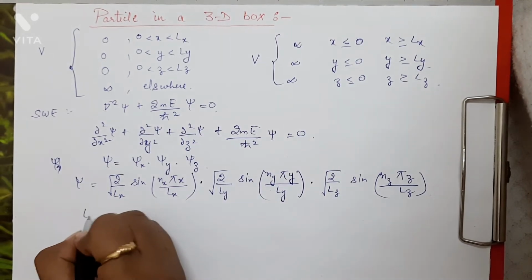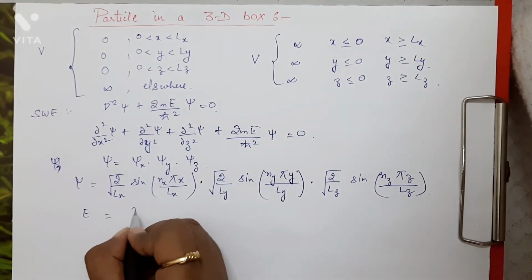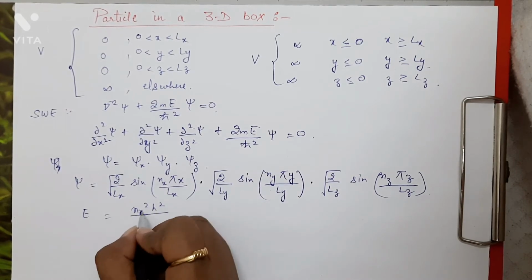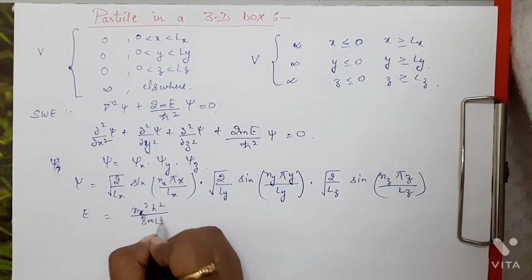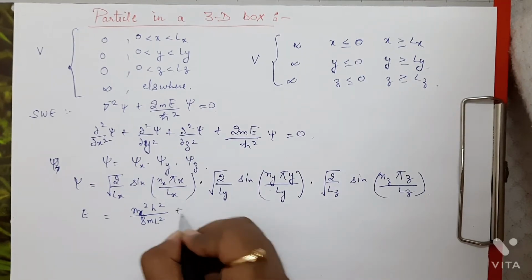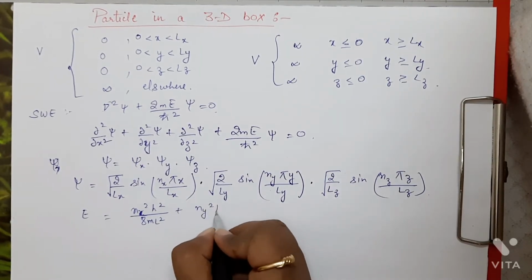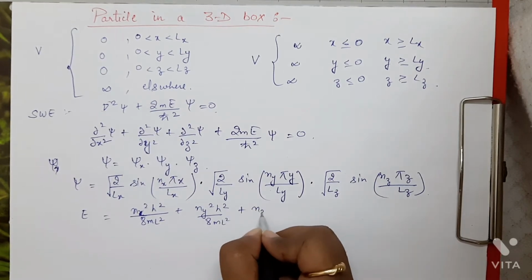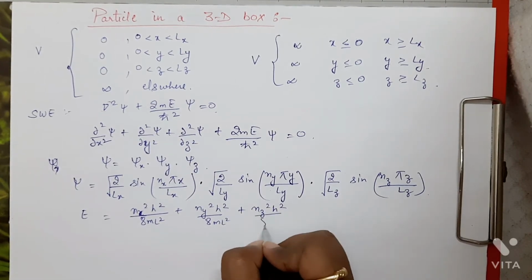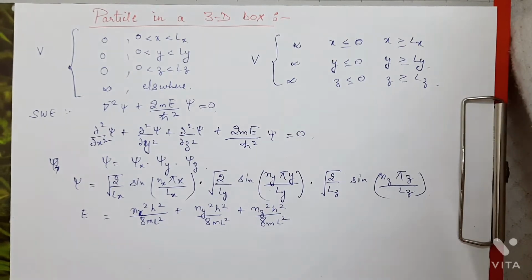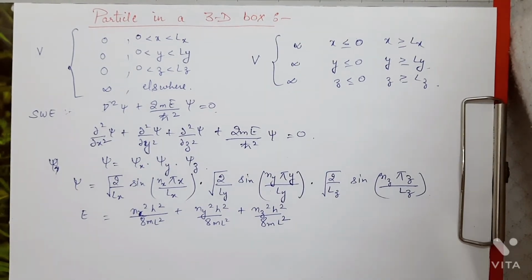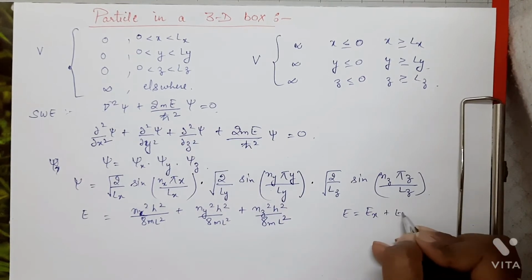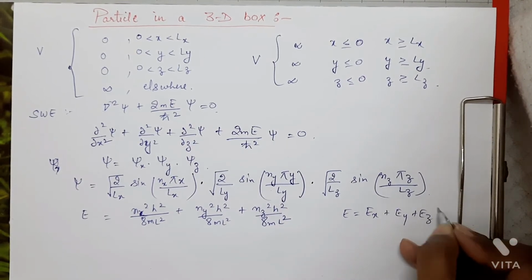What about the energy? Energy will be equal to nx square h square by 8 ml square plus ny square h square by 8 ml square plus nz square h square by 8 ml square, right? Because energy is equal to ex plus ey plus ez, right?